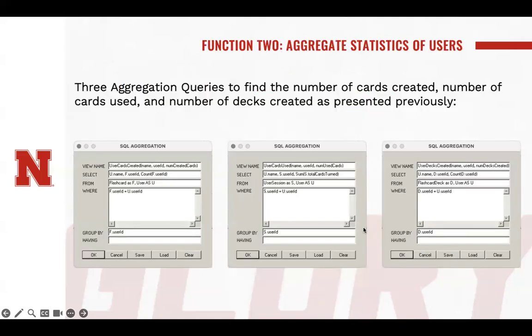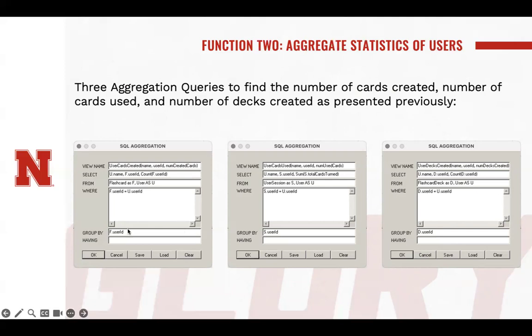So moving on to our second function, what we wanted to do is calculate aggregate statistics for the users. As we saw in the ER diagram, users can create cards, they can create decks, and they can use them for their own studying. So we wanted to be able to aggregate those statistics across all users.